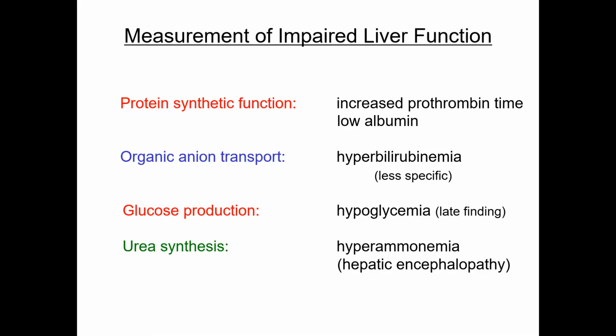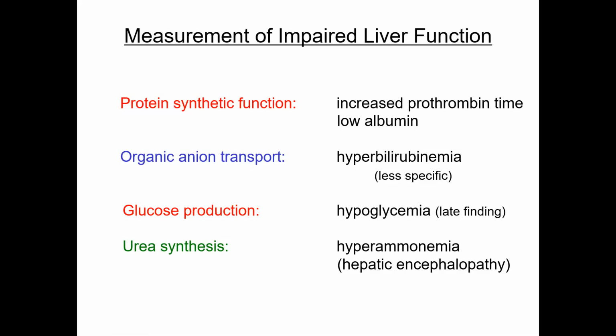Glucose production is also another measure of impaired liver function. If you have a patient that comes in with hypoglycemia, one of the differentials will be impaired liver function. However, hypoglycemia is typically a late finding. If you are suspecting a patient with liver problems and he shows up with hypoglycemia, then that condition has already been there for a long time, because this is typically a late finding.